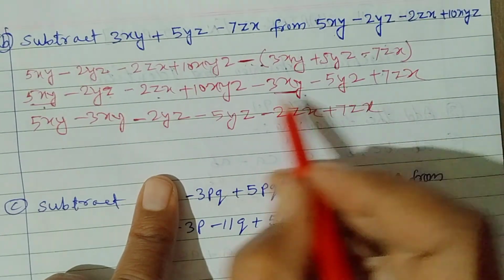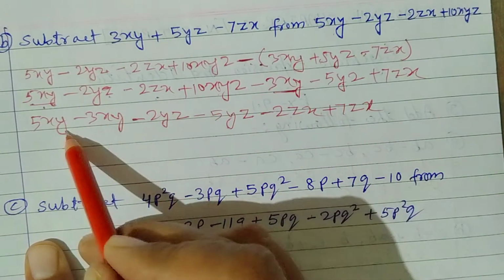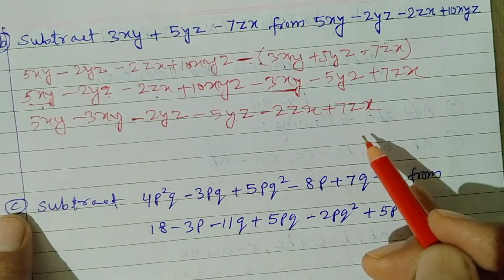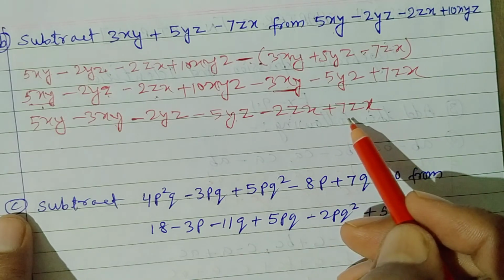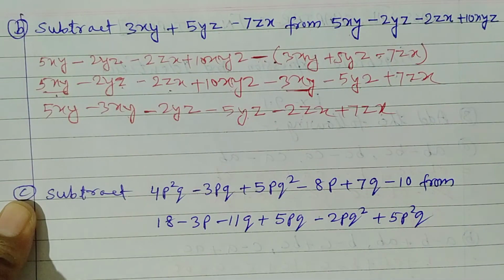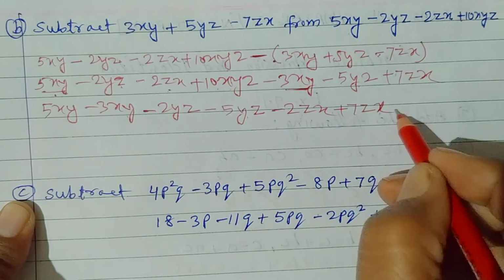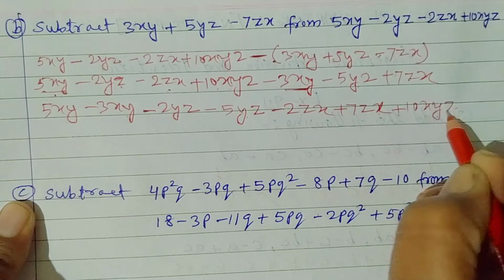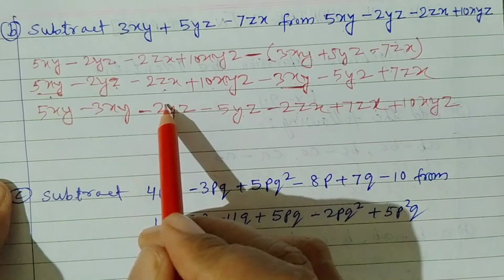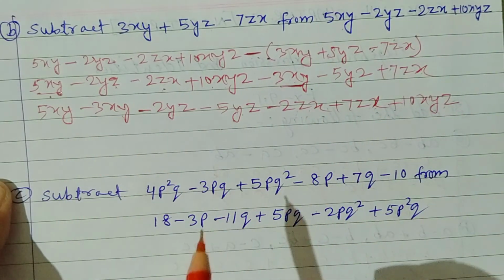After that what is left? Here nothing is left. 1 2 3 4 5 6 7, 1 2 3 4 5 6 7. This way we can count. After that plus 10xyz. This way we can again check whether we have written all the terms or not. 1 2 3 4 5 6 7. Okay, all terms are here.